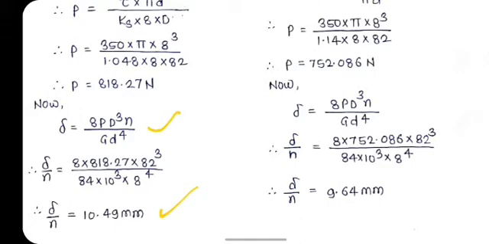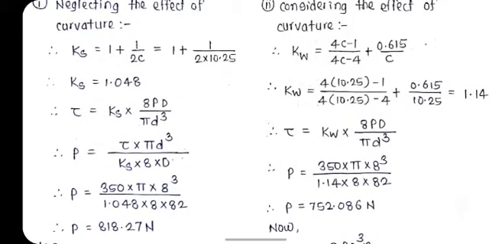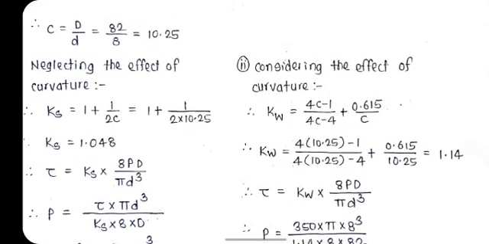The same steps you have to follow for considering the effect of curvature. The only change is that for neglecting the effect of curvature you calculate Ks, but when you have to consider the effect of curvature you have to calculate Kw, that is Wahl's correction factor. So the second step is considering the effect of curvature. Here Kw, Wahl's correction factor, is calculated by using this equation, and you will get the value of Wahl's correction factor as 1.14.